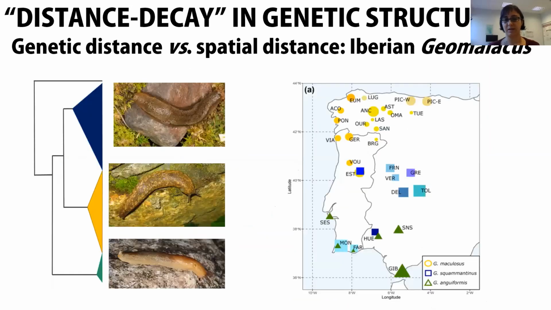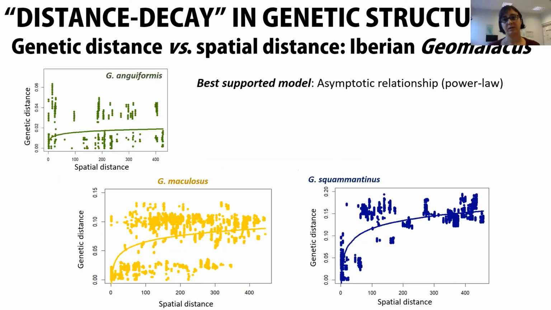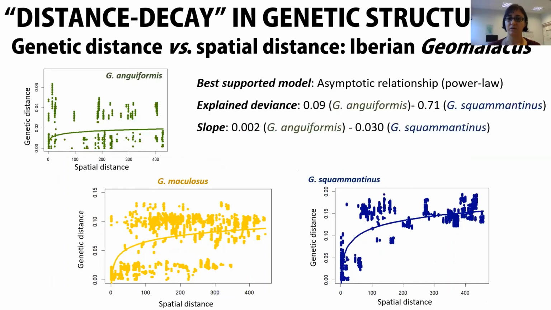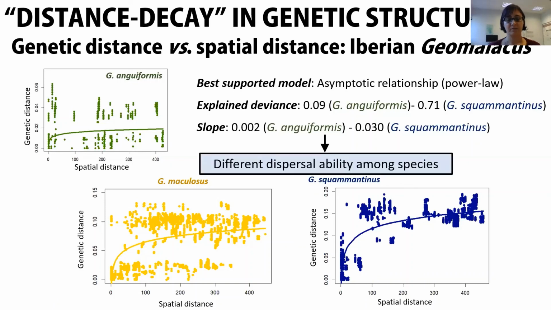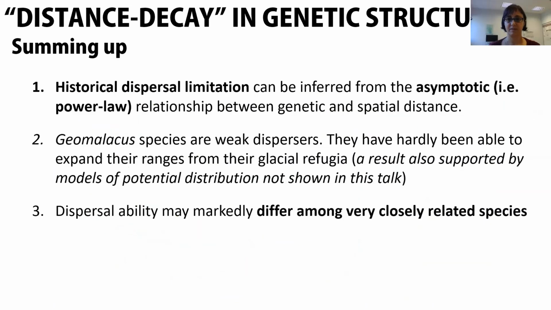We did this for 3 different species of Haemalacus in the Iberian Peninsula, and we saw that in every case, the asymptotic relationship was the best supported model, pointing to this strong dispersal limitation. But not only that, the models were largely different in terms of slope and explained deviance, and this points to different dispersal ability among the species.